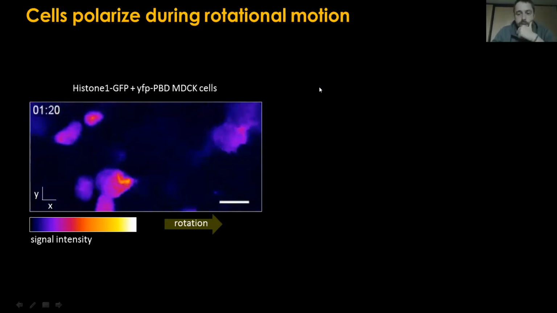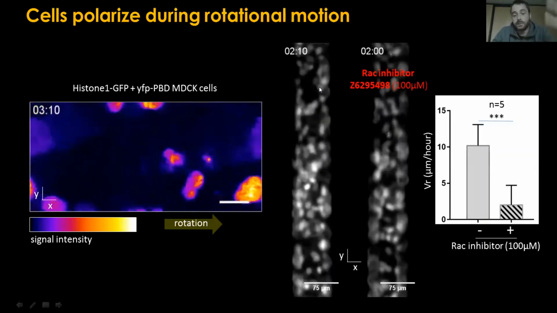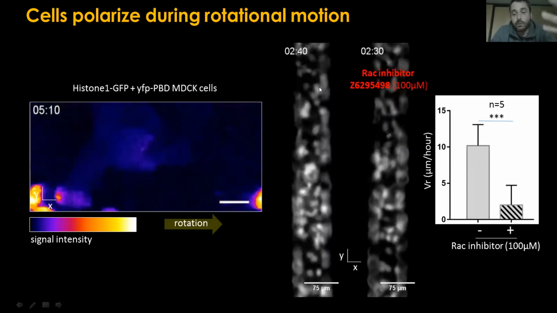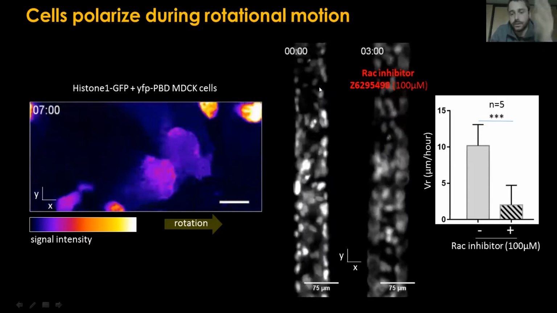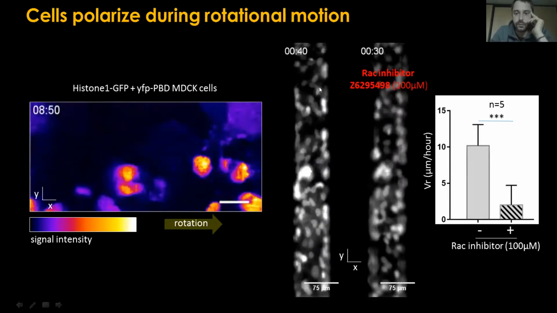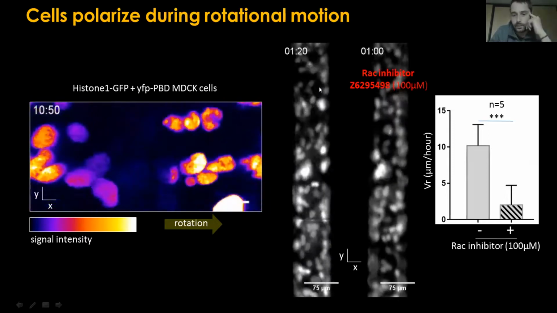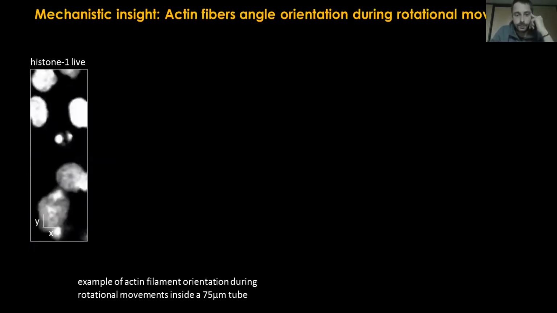collectively during their rotation. Now, this polarization of the cell is very important, because if you block this polarity, using a Rac inhibitor, if you block the ability of the cell to form lamellipodia, the cells no longer rotate collectively and just move randomly.